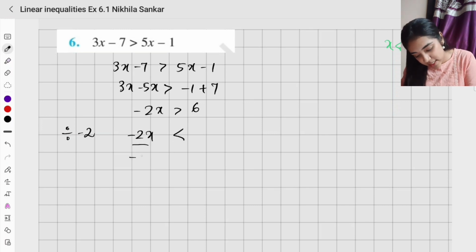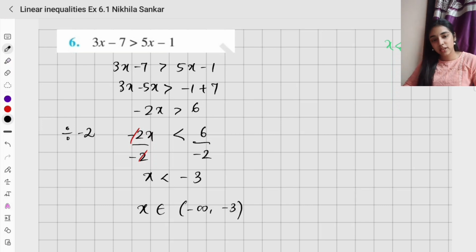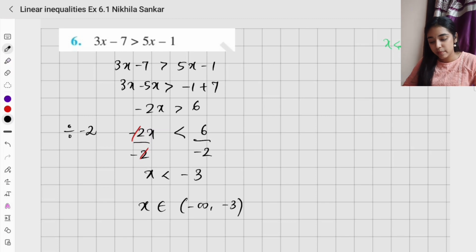I'll have minus 2x divided by -2, 6 divided by -2. So -2 cancels. So I'll be left with x less than -3. Okay, so this is my solution. So x belongs to, x is less than -3. So from minus infinity to -3, not including -3. So circular bracket. Okay, please copy.